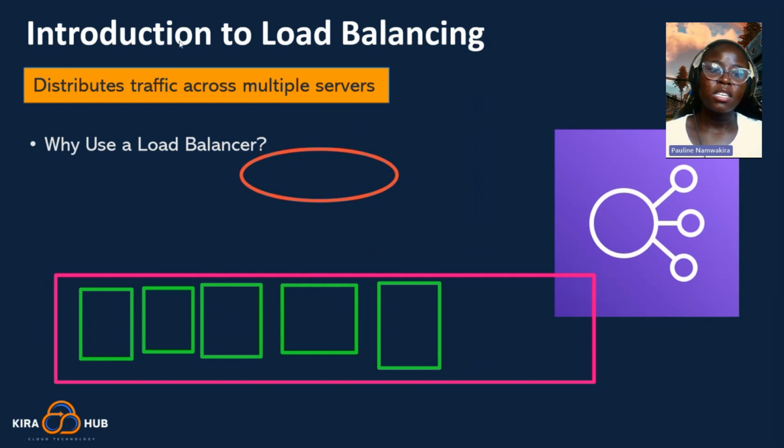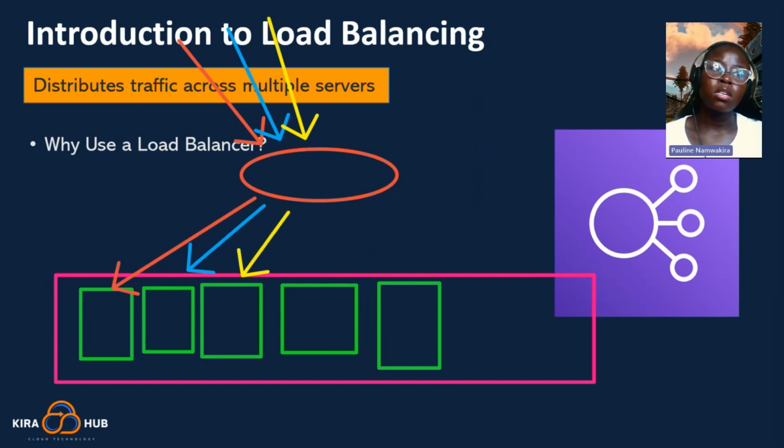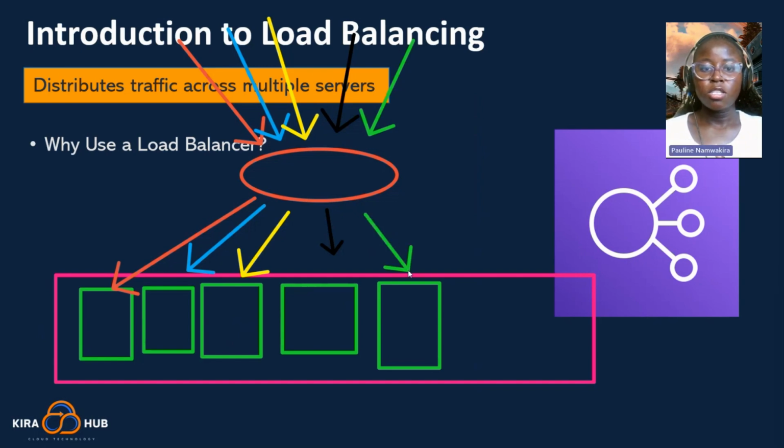The load balancer will be somewhere over here. When user 1 tries to access our application, the load balancer says, okay, I direct you to this specific instance. User 2 comes in, tries and accesses our application. They are directed to the second instance. User 3 comes in, they are directed to the third instance, and so on. So maybe user 4, they are directed over there, and user 5, they are directed to the fifth instance. So that is the purpose of a load balancer.